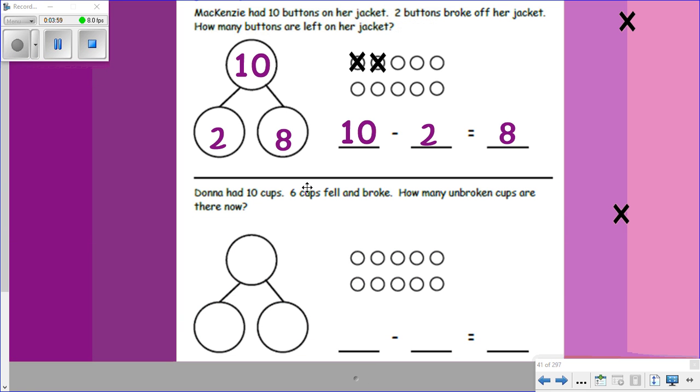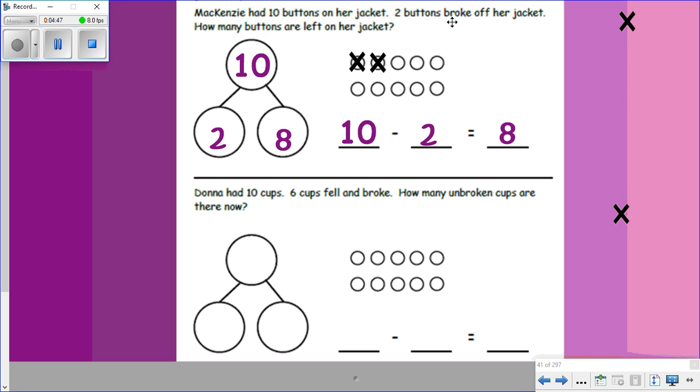So again, if you'd like to do it with me, pause the video so you can copy down the circles and the number bond, but you don't need to copy the story. So let's read this story, okay? And I'm going to do it again of trying to sound out the words, and then we'll read it smoothly. So again, it's starting with the name of someone. Donna. Donna had 10 cups. 6 cups fell and broke.